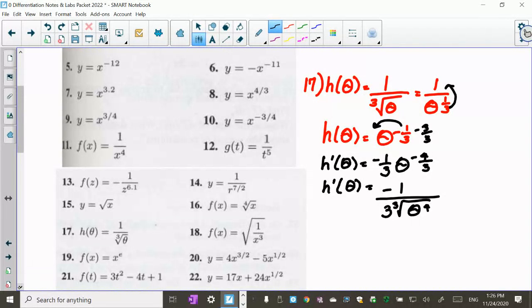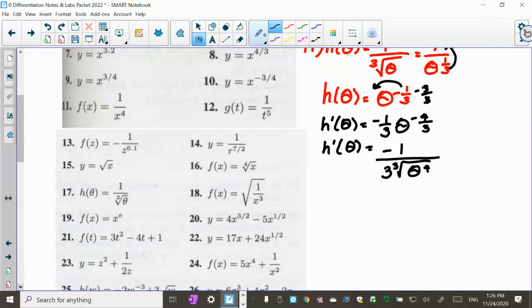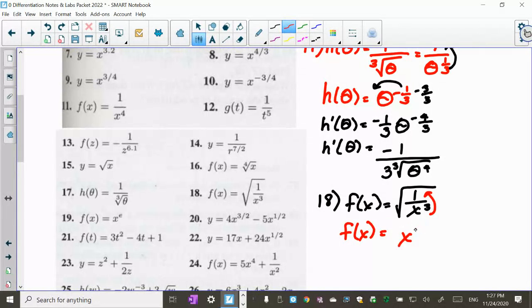18 is similar, but I want to do 18 with you because it's kind of interesting how you can write that. So I'm going to copy it down. Here's 18: f of x equals radical 1 over x cubed. When I looked at this, I know I can move this up here and make that a negative 3. And then I see radical is the same as saying to the half power. So this is x to the negative 3 raised to the half, which is x to the negative 3 halves. Again, I haven't done anything except set it up so I can use the power rule.